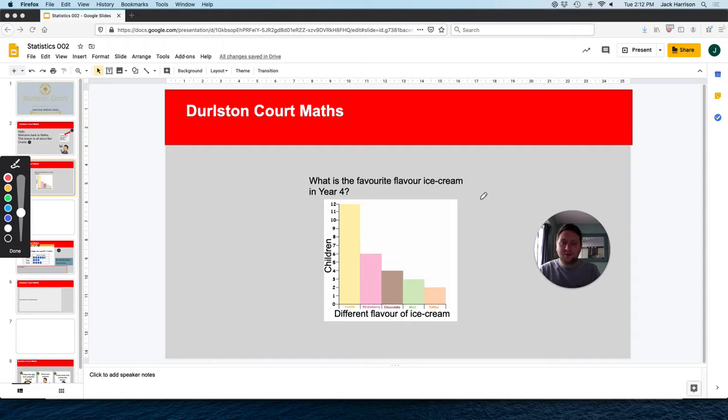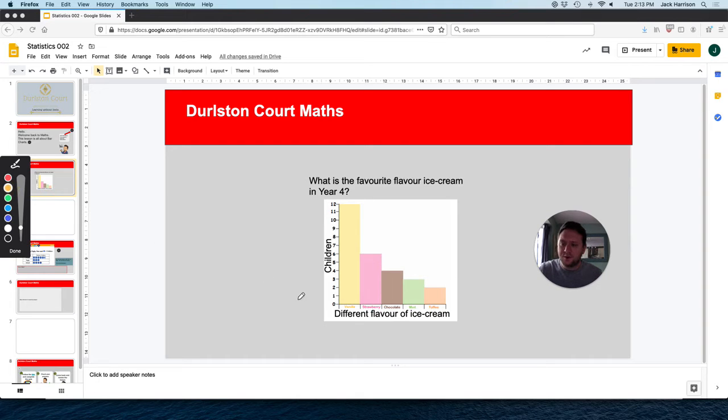The next thing that we need to talk about bar charts is how they're constructed. So they've got two axes, and what we call the axis is the lines that run across this part here, that's the horizontal axis, and this line here, which is the vertical axis. Vertical means to go up and down, horizontal means go across.